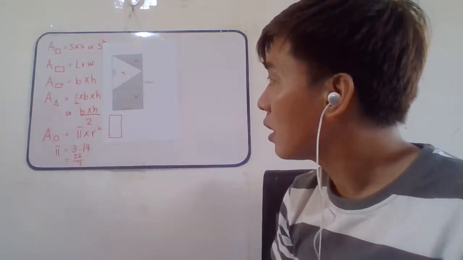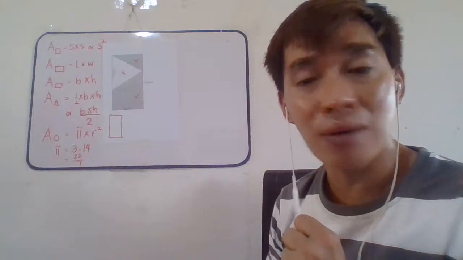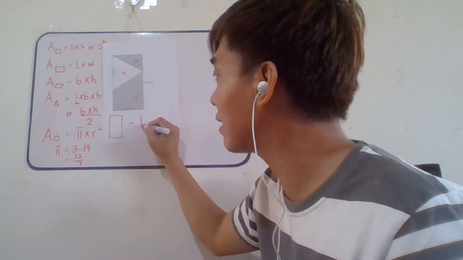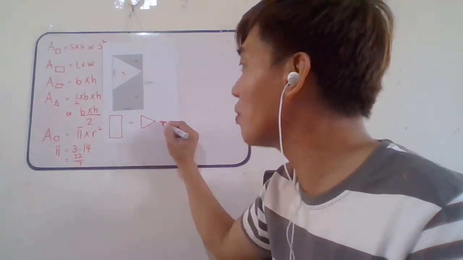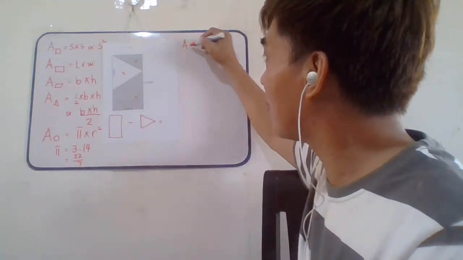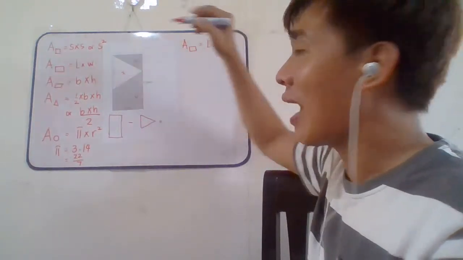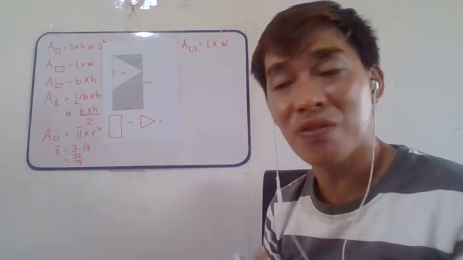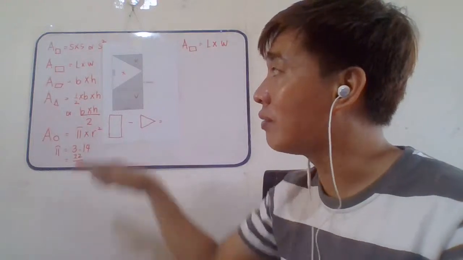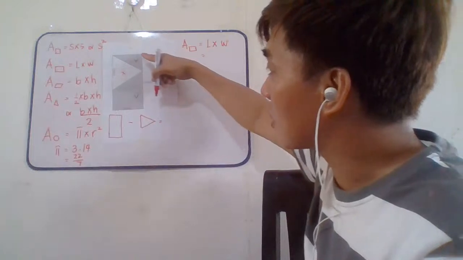If you notice here, that is a rectangle, but a triangle was taken out. So we will subtract the area of that triangle. First, let's get the area of the rectangle. Of course, the area of the rectangle is length times width. It is easier now to solve because we already know the formula of the different figures. The length is the longer side.